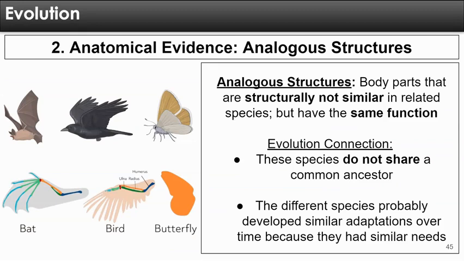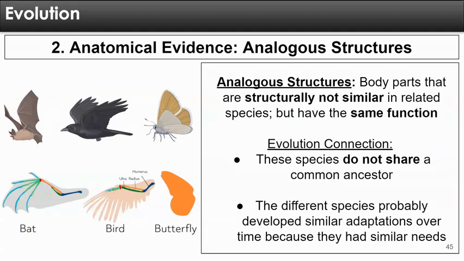So internally, when you look at a bat wing, a bird wing, and a butterfly wing, they're pretty different internally, and structurally on the inside, they look pretty different. But from an outside perspective, we can look at all 3 of those organisms and say, yeah, they're all wings, and all of them function the same in helping the organism fly. So analogous and homologous, maybe think of as opposites.